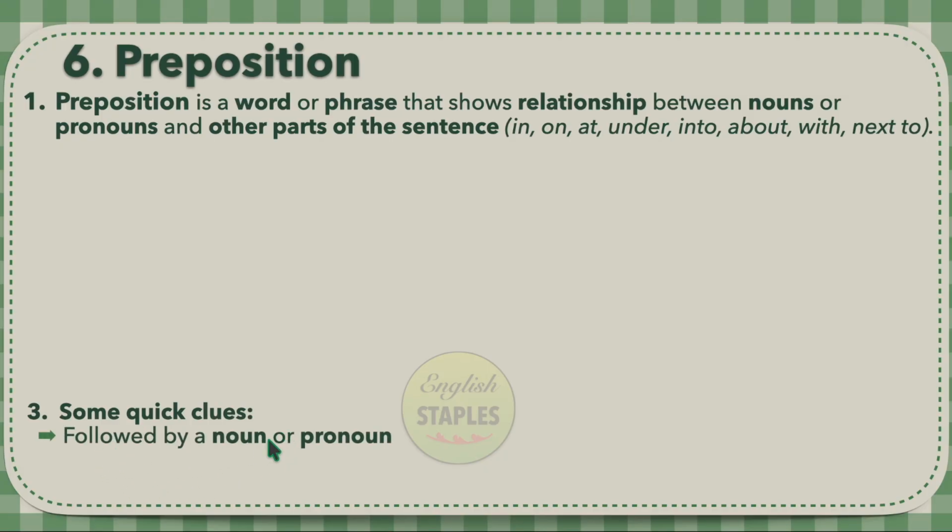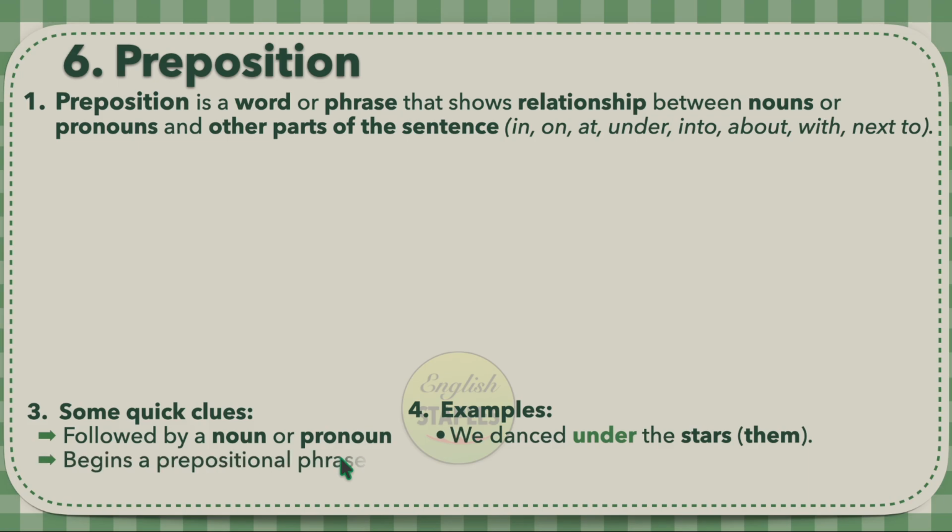Followed by a noun or pronoun. For example, we danced under the stars, or we danced under them. Right after the preposition under, we have stars, which is the noun, or them, which is the pronoun. See that? A preposition begins a prepositional phrase. On my computer, over the waterfalls. On, over.